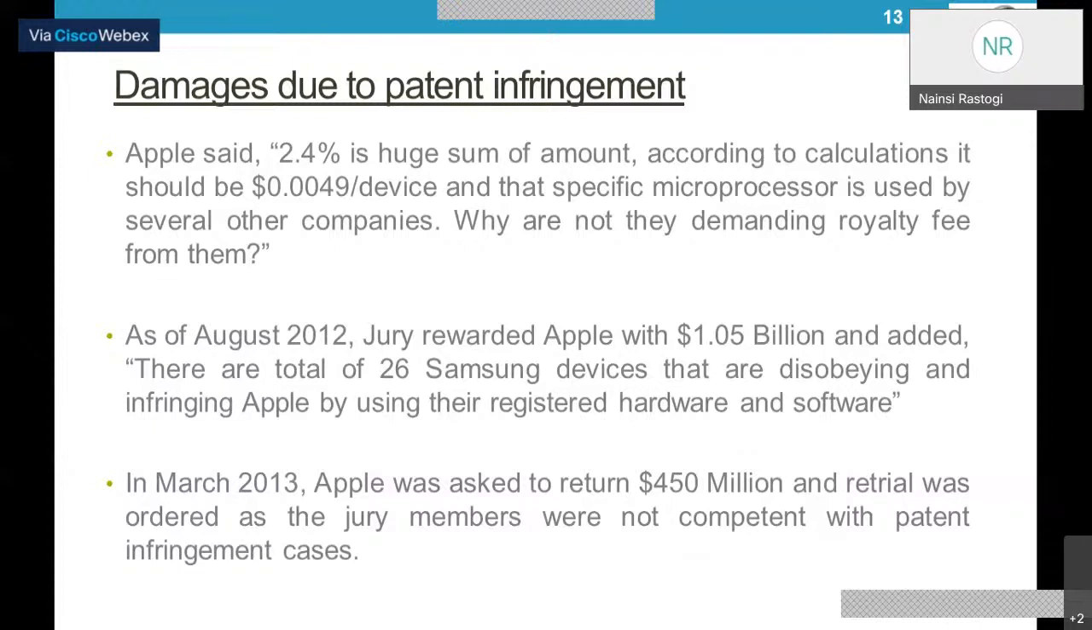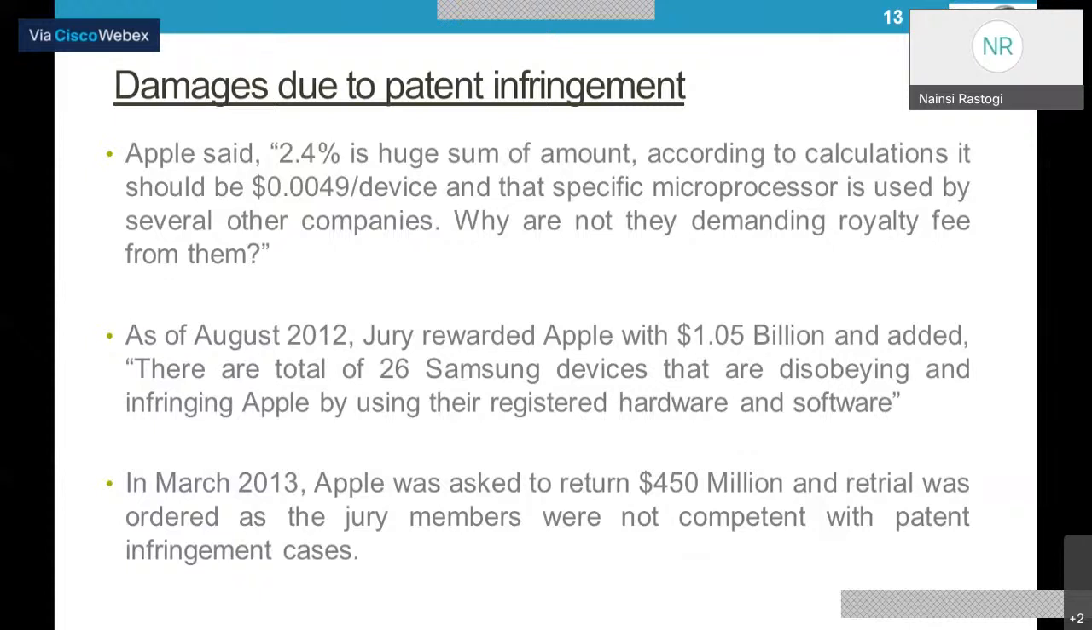Why only from Apple? And then on August 12, the jury awarded Apple a 1.505 billion dollar penalty, and the case was in favor of Apple. Further, there were 26 Samsung devices that were disobeying the patent law, accused of infringing Apple's product based on its hardware and software patents.